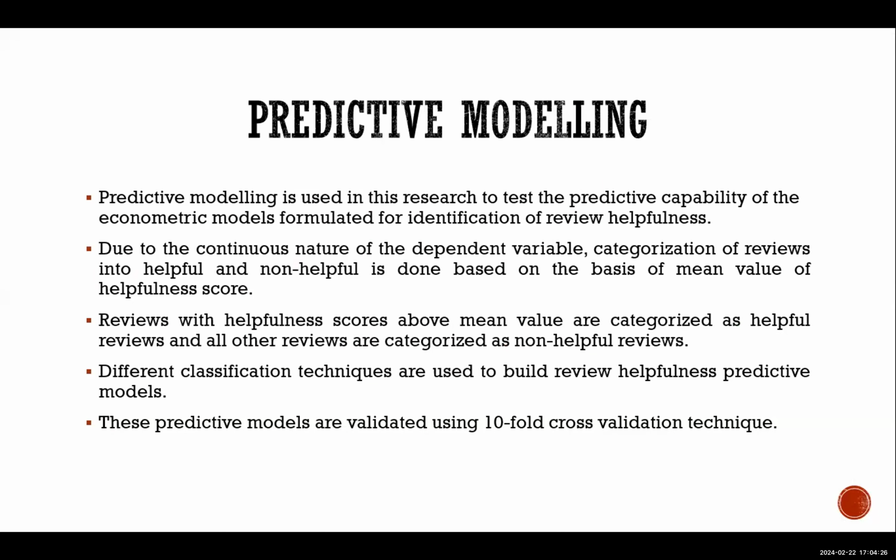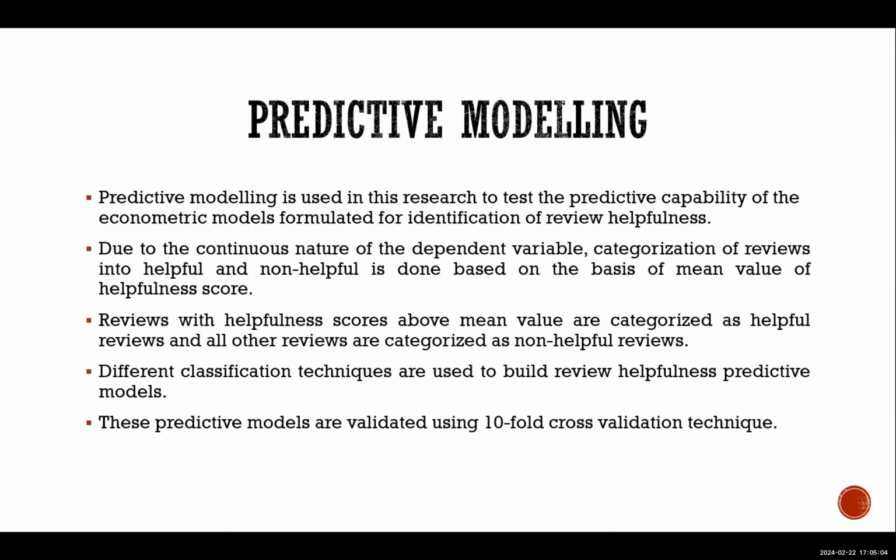So next, we did predictive modeling to check the predictive efficiency of our proposed models. Our dependent variable, review helpfulness, is a continuous variable, so to make it binary, we took the mean value of the helpfulness score and divided our EVAMs into helpful and non-helpful based on the mean value. All the reviews with a helpfulness score above the mean were categorized as helpful EVAMs, and all the rest were categorized as non-helpful EVAMs.